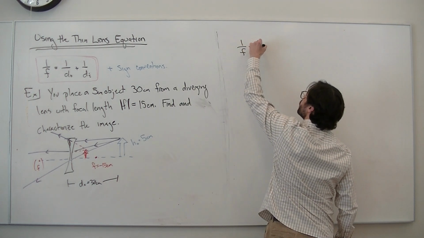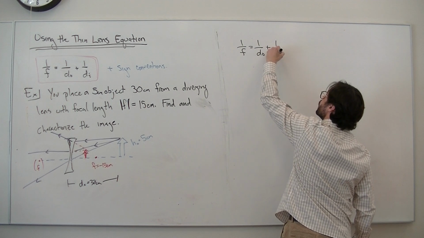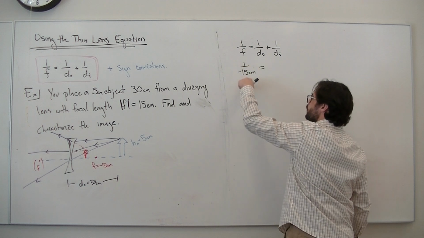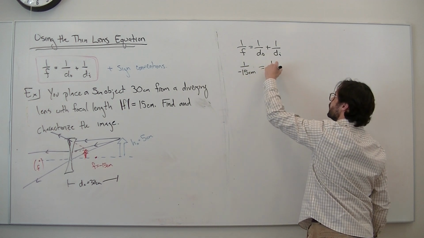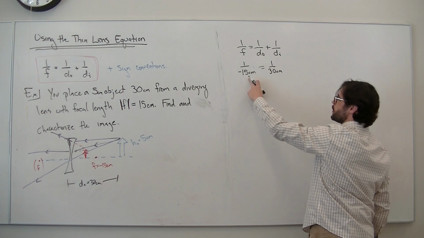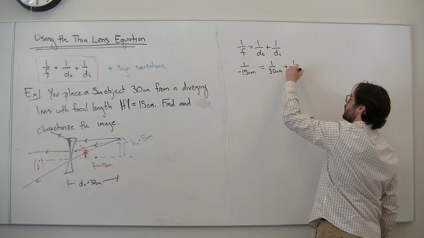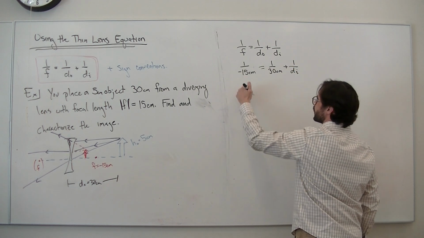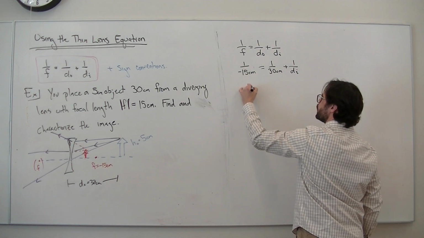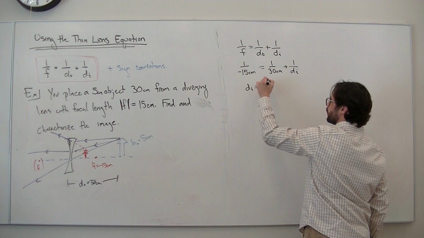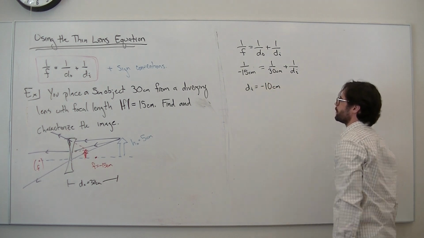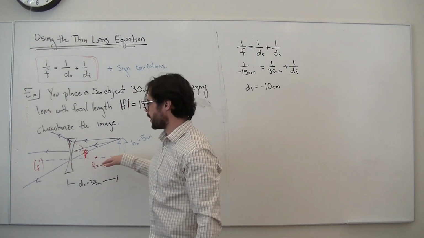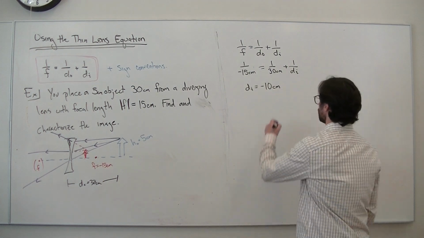So I have 1 over F is 1 over DO plus 1 over DI. I know that F is negative because it's a diverging lens. I know that DO is positive because it's always positive. I'm using the same units. They don't have to be SI, but I do have to use the same units. 1 over DI, and then math happens. That's 2/30ths, that's 1/30th. I subtract them, I get negative 3/30ths, or DI is negative 30 over 3, or minus 10 cm. Okay. So negative is what we want. This is on the negative side. It didn't make it through the lens, so the negative checks out with the ray diagram. So I'm happy about that.